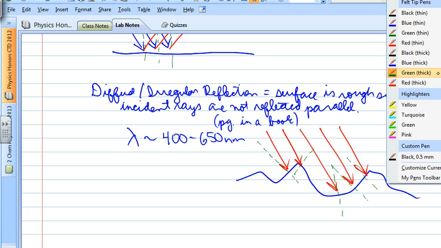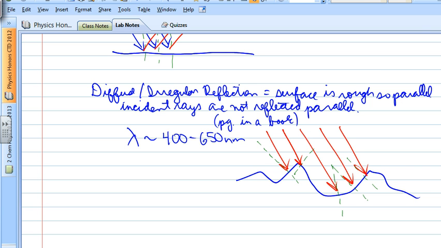Let's do black. So that one goes like that. Okay, this one goes that a ways. This one's going to kind of go up like that. This one's going to go back that a ways. This one will go something like that. So those rays are clearly not going to be reflected back parallel. Okay, so diffuse and irregular reflection actually happens quite a lot. We just don't really recognize it as such.